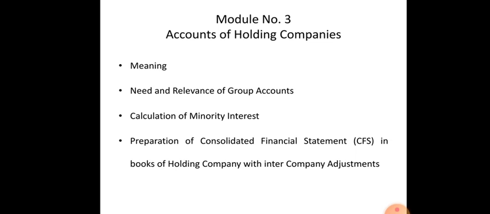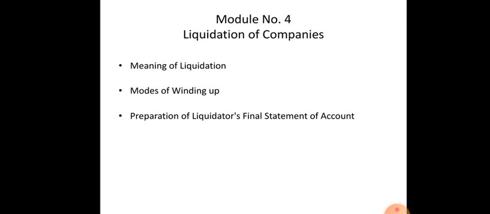Okay, so in the next slides, see Module number 4, liquidation of companies. In this chapter we have to see the meaning of liquidation, modes of winding up, and preparation of the liquidator's final statement of accounts. So liquidation means what? It is the winding up, it means closing the company. So this is liquidation.